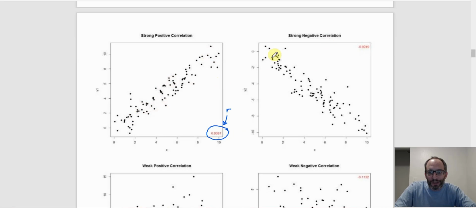The strong negative, you look at the graph, the scatter plot, you go, yeah, that looks negative. They're going downward from left to right. And you can see the correlation up there in the corner, the negative 0.9249.